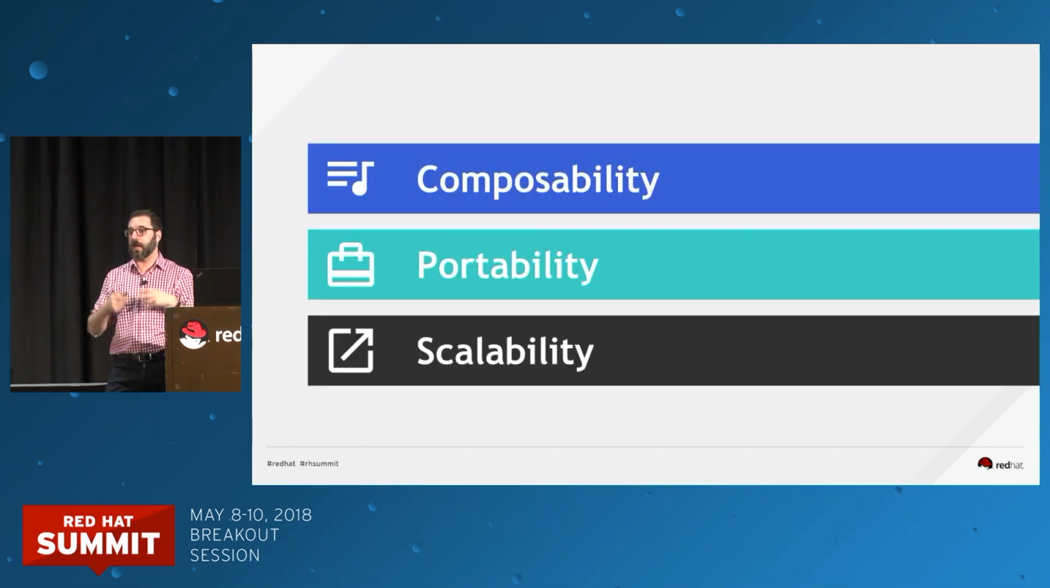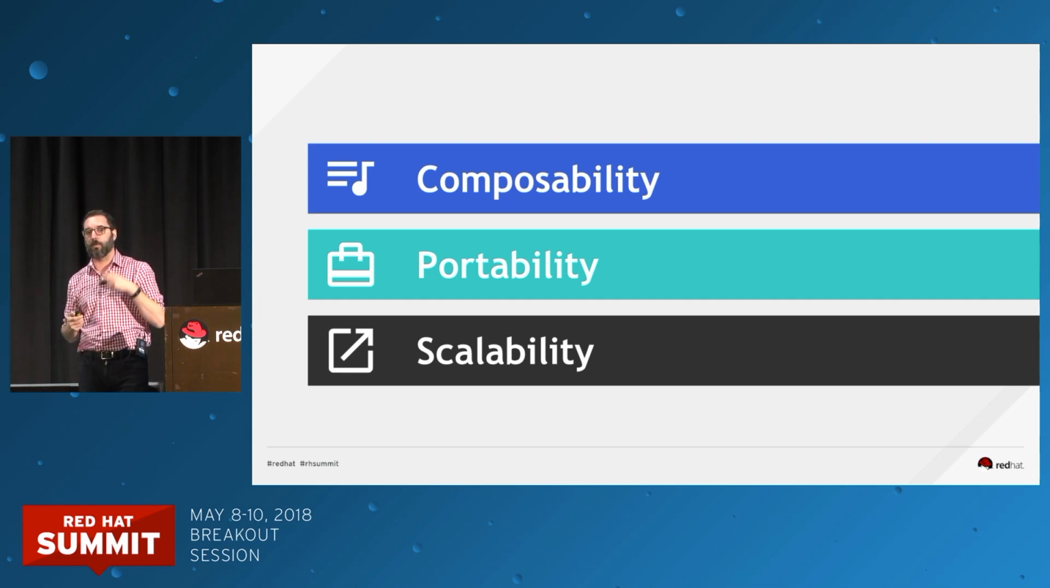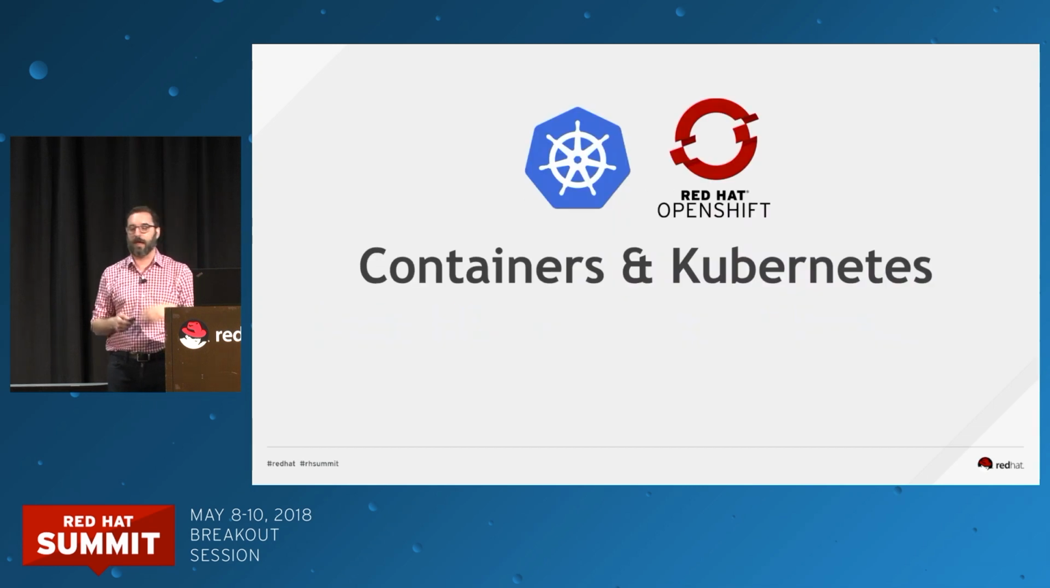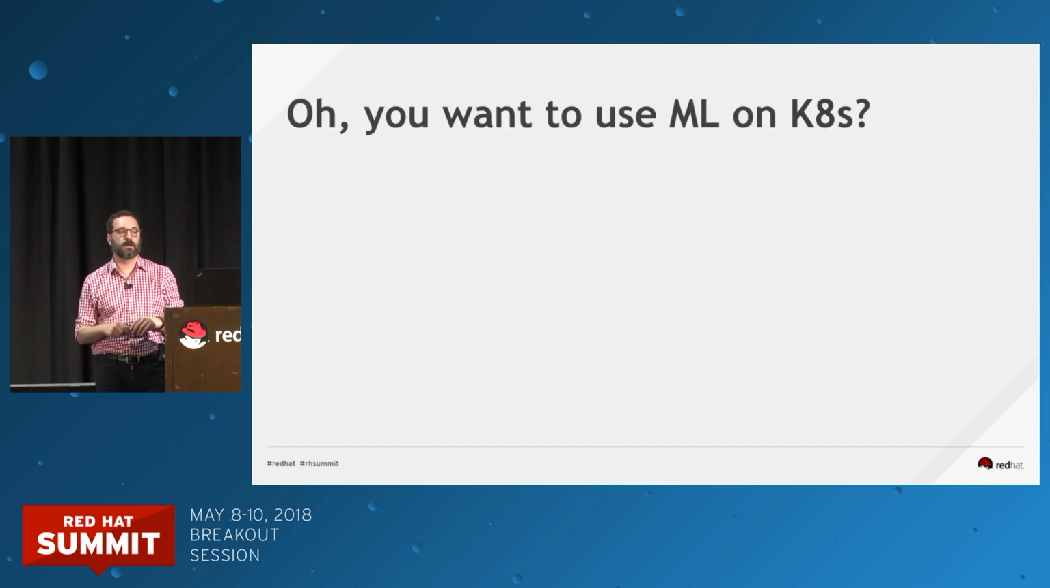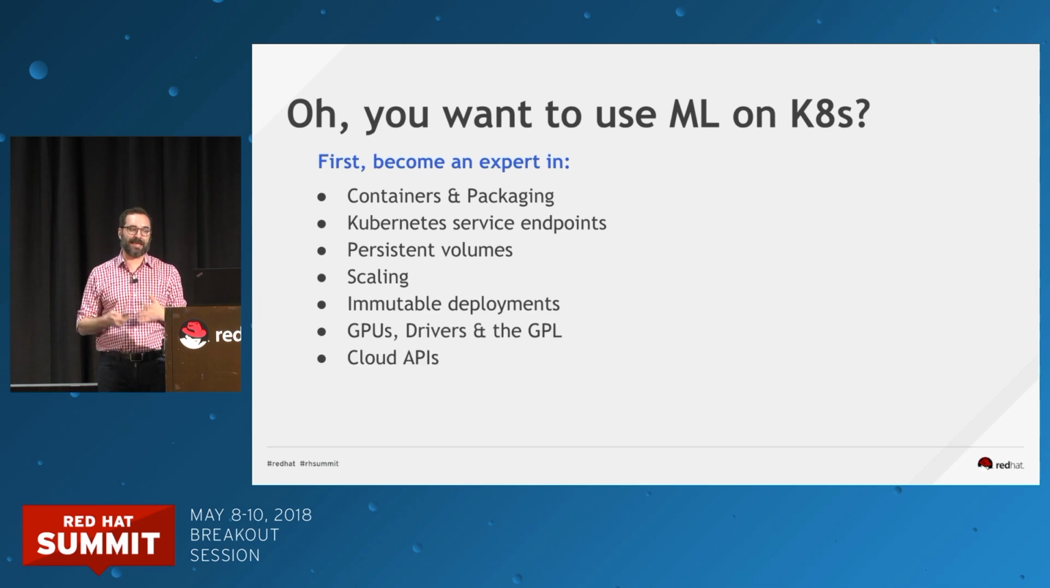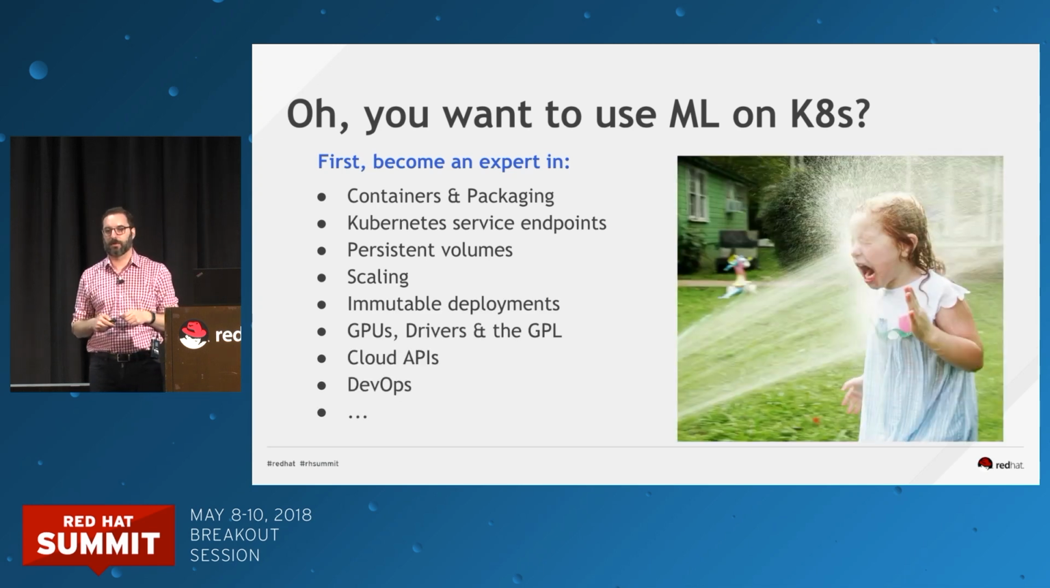But at the end of the day, it comes back to those 3 core components for what we mean by cloud-native ML. And the way we decided to help make progress against this and build this is by relying on something that is already great at composability, portability, and scalability, and that's containers, Kubernetes, and obviously OpenShift as well. Except, if you want to use ML on Kubernetes, you end up having to become an expert in a lot of things, and that's not great.